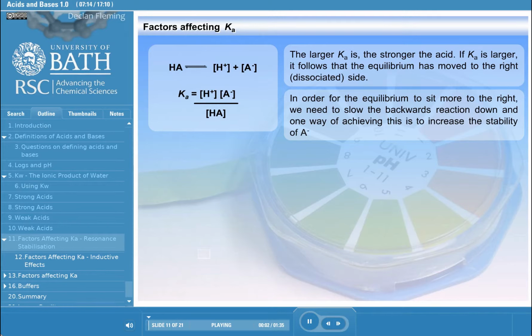The larger Ka is, the stronger the acid. If Ka is larger, it follows that the equilibrium has moved to the right, or dissociated side. In order to shift the equilibrium right, we need to slow down the backwards reaction, and one way of achieving this is to increase the stability of A-.